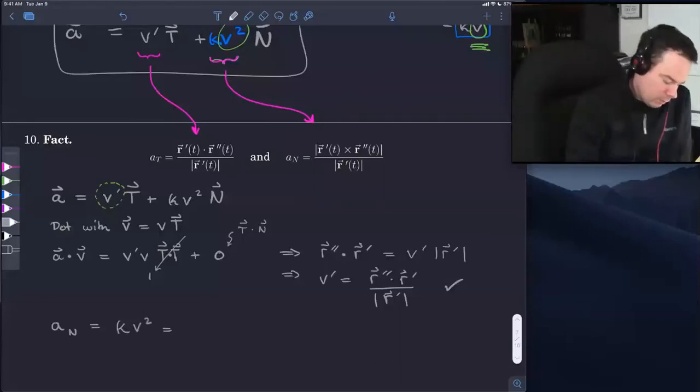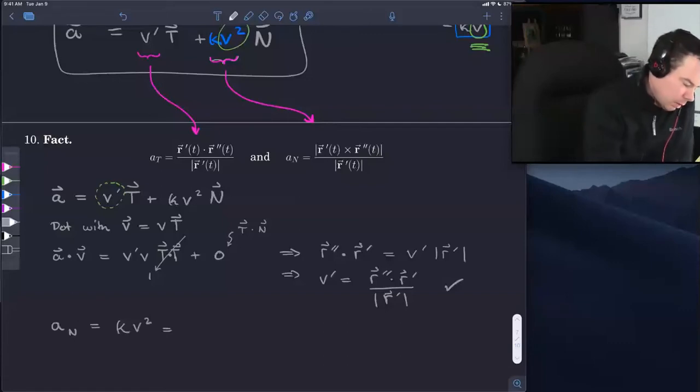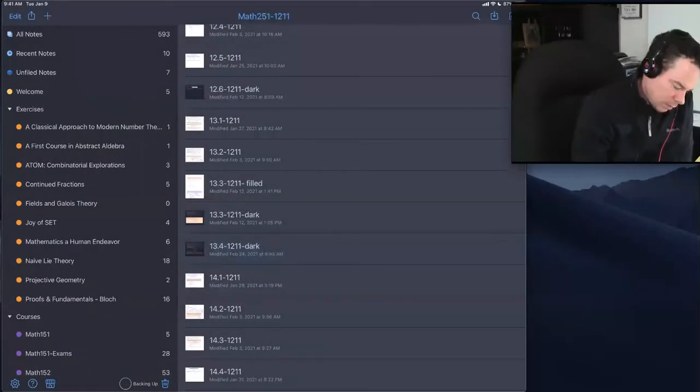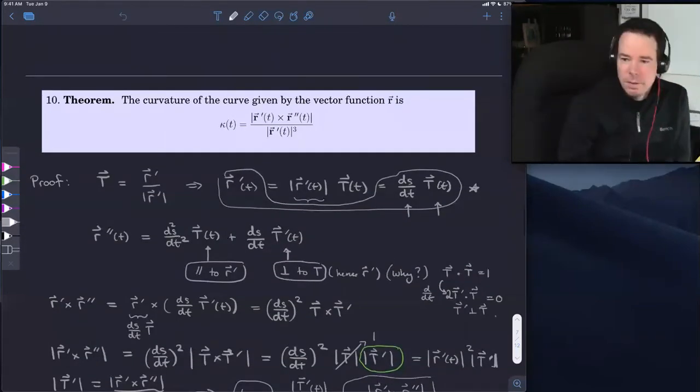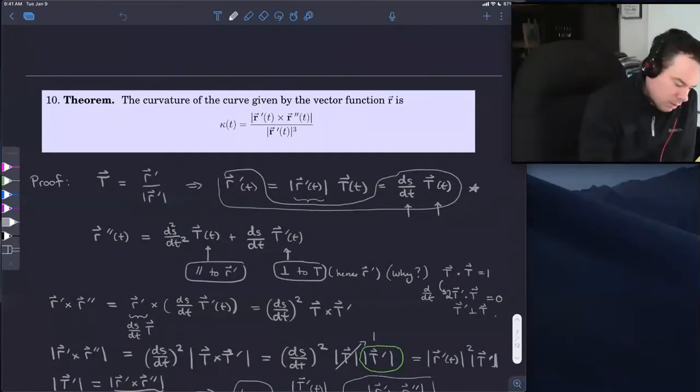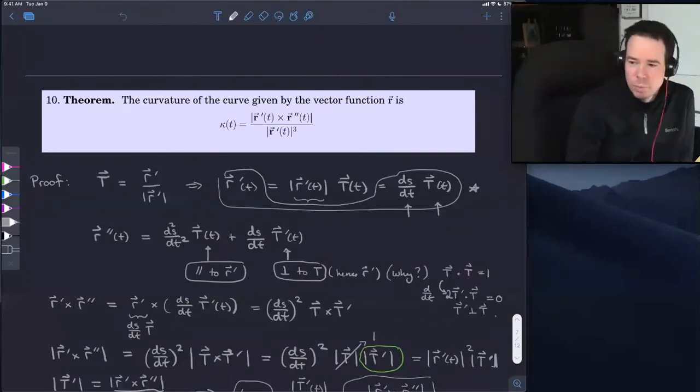Well, we can use the fact that we know the curvature is related to the cross product. I'm just going to flip back to a previous lecture, 13.3. And here it is, Theorem 10, which tells us that the curvature, kappa of t, is the magnitude of the cross product of r prime and r double prime over the magnitude of r prime cubed. So we can use that result.